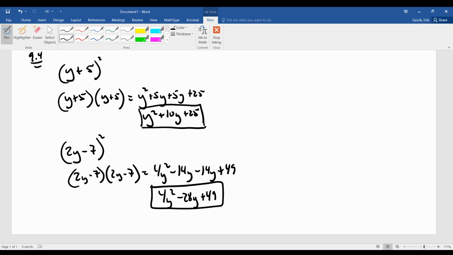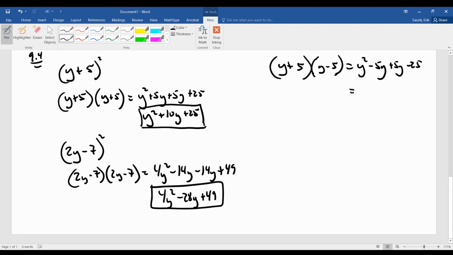Now I said there's one special case that I'd like you to remember. Now here, I'll show you. Let's say we had something like this. y plus 5 times y minus 5. So the two binomials are exactly the same, except one has addition, the other has subtraction. Now watch what happens when I distribute. I get y times y, y times -5, then I get 5 times y, and 5 times 5. Now, whenever you have the same exact thing in both places, but one's a plus and one's a minus, you see these middle things are going to end up canceling out.